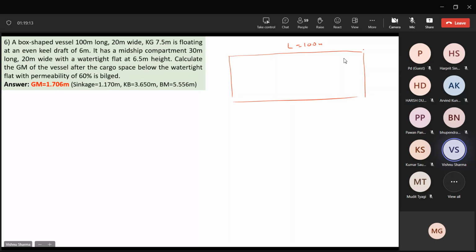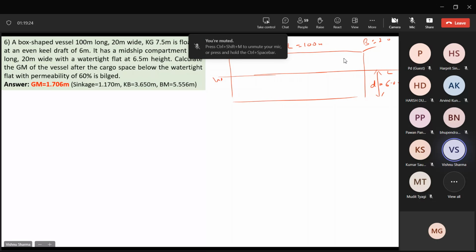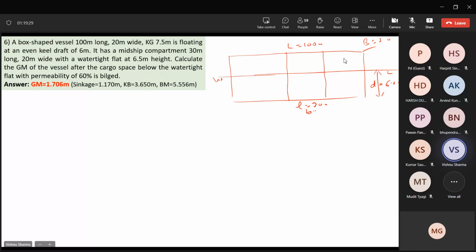Length 100 meters, breadth 20 meters, floating at an even keel draft of 6 meters, has a midship compartment 30-meter long, 20-meter wide, with a watertight flat at a height of 6.5 meters. H is equal to 6.5. This compartment has some solid content, cargo or whatever, of permeability 60%, 0.6. Okay, this is the diagram.